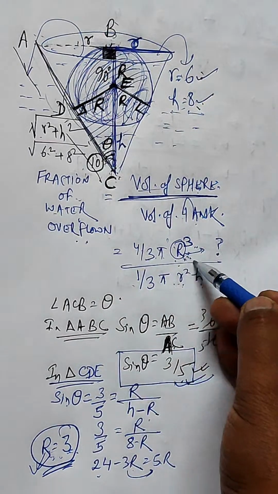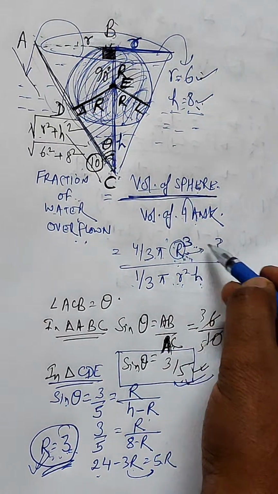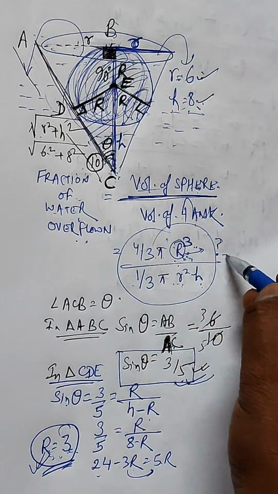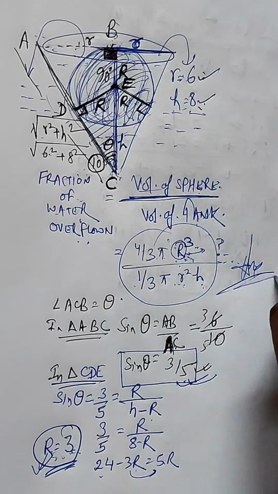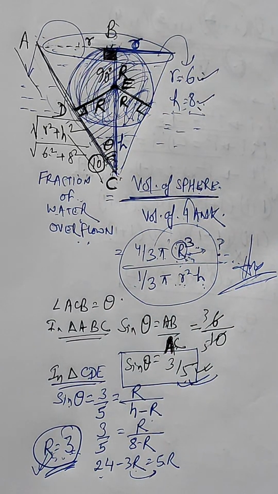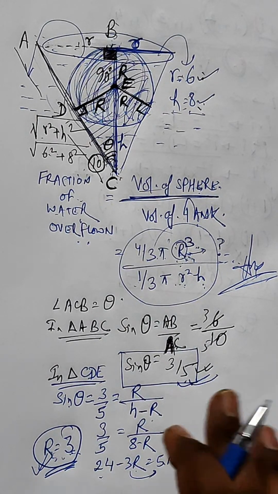So 4 by 3 pi R cube is calculated, and 1 by 3 pi r square h you already know. So this fraction will give some value. I am not going into the calculations. This will give your answer. That fraction is your answer, right, Deepu Soni? I hope you understand this.